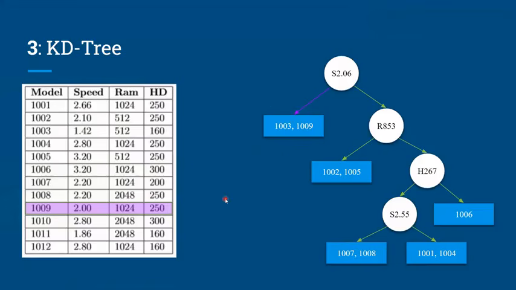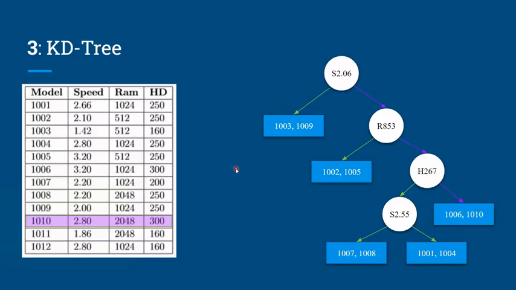Then 1010. 1010 having a speed of 2.8, which is greater than 2.06. So we go to the right. A RAM value of 2048 is greater than 853. So we go again to the right. Then a hard drive value of 300, which is greater than 267. So we go to the right, and we have enough space for it. There is a spot, so we add it there.